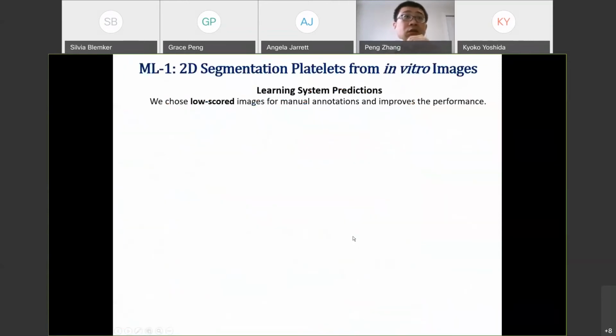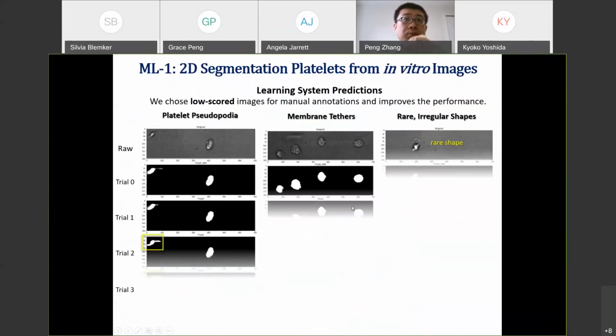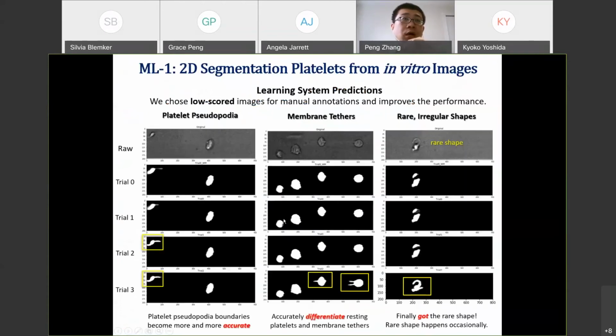So next, let's look at some prediction results from our active learning systems. First of all, we can see that the machine learning systems can accurately differentiate the boundaries of the platelets with pseudopods and the platelets with membrane tethers. And even for some irregular shapes of the platelets, we can also find good boundaries.